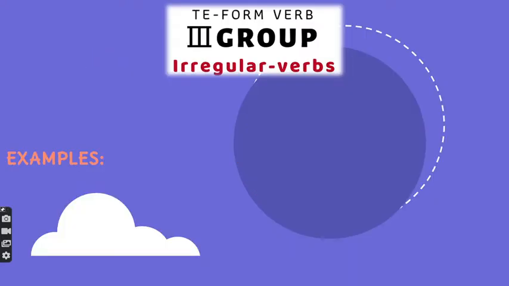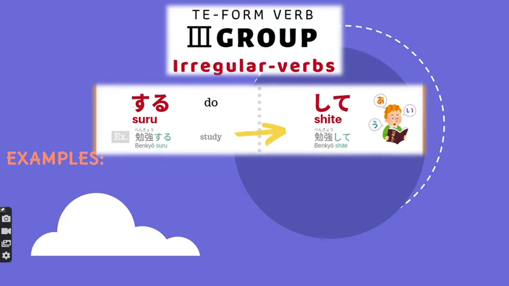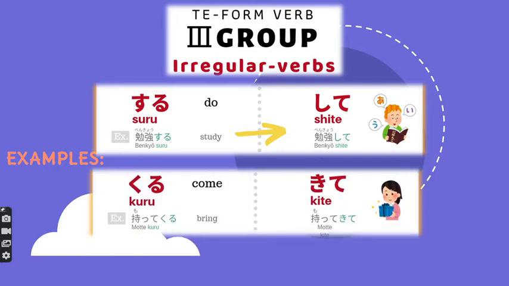Now, the te form of the verb group 3, irregular verbs. I will give you some examples. For example, suru, to do, becomes shite. So, benkyo suru, which is to study, will become benkyo shite. Right? And similarly, kuru, to come, will become kite in te form. For example, motte kuru will become motte kite. Just convert suru into shite, kuru into kite. So, benkyo suru, to study, will become benkyo shite, I am studying. Still studying. Motte kuru, to bring. Motte kite, bringing. I'm bringing. Okay, ing.